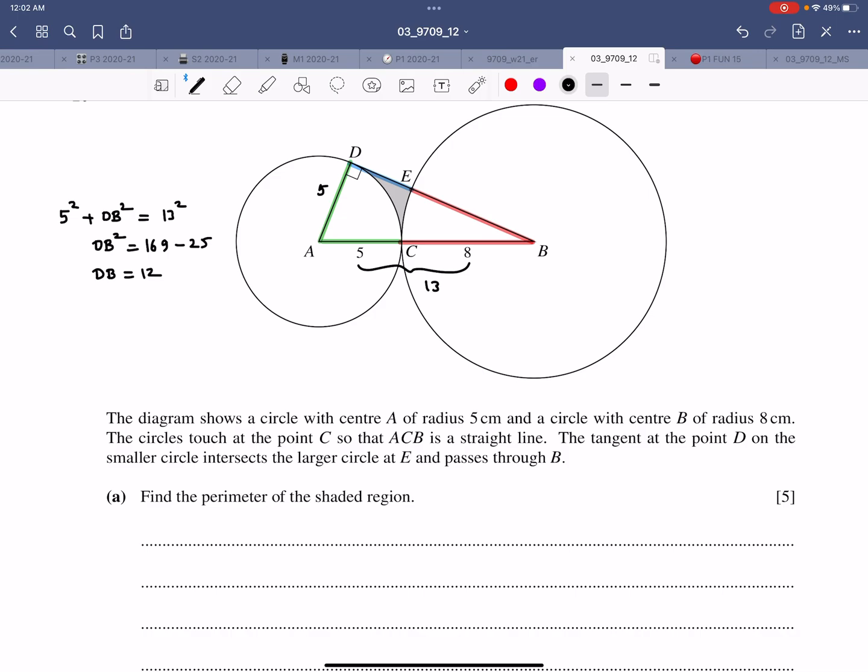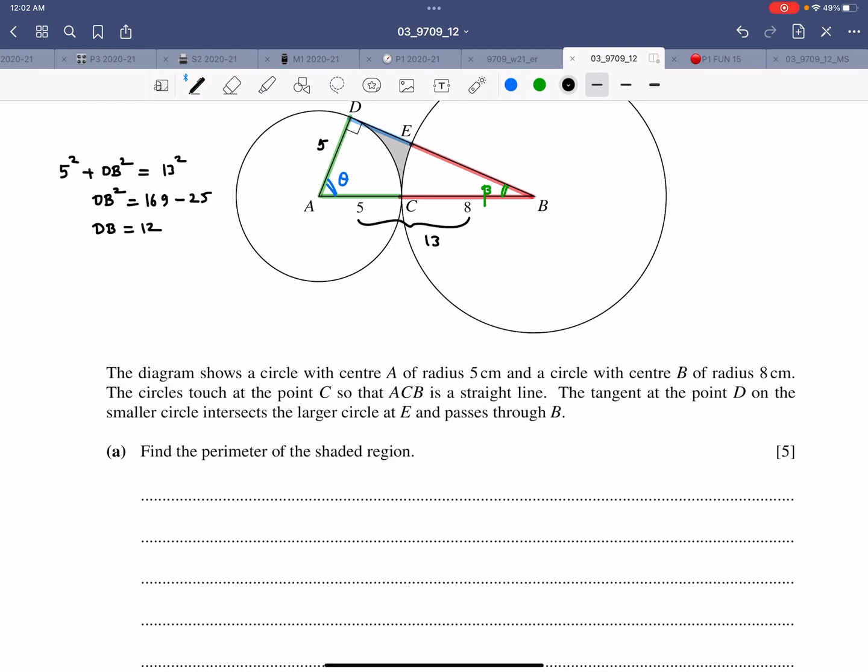Now let me label two angles. One angle in blue, let me call this theta. One angle in green, let me label this angle as beta. Can I find theta and beta? Yes, I can. Cosine of theta, let me focus on this, is 5 over 13. And similarly, sine of beta will be 5 over 13. So from here I'll get the value of theta, from here I'll get the value of beta. So these two are known.